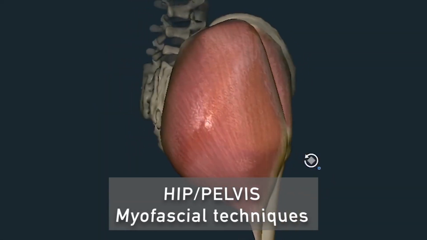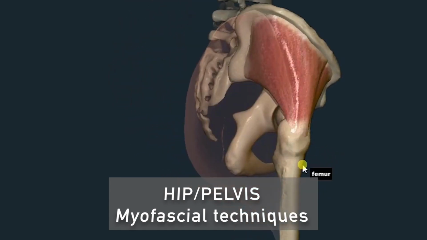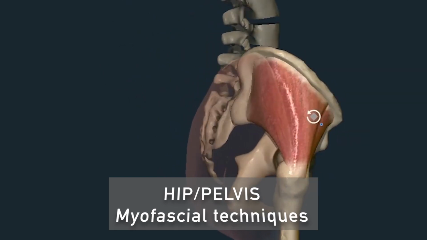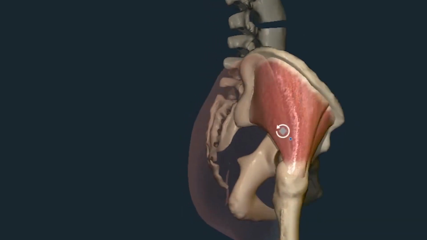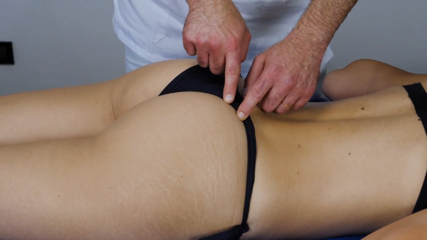This video is going to be on the hip and the pelvis. Let's start with the palpatory anatomy of the piriformis muscle. That is a muscle that we know is somehow involved in many dysfunctions of this area. Where do we locate it?